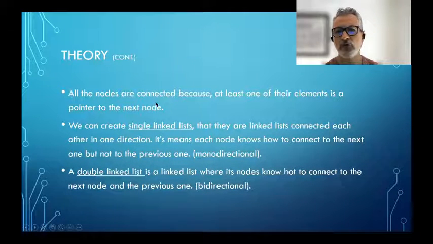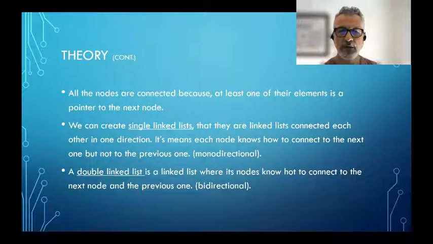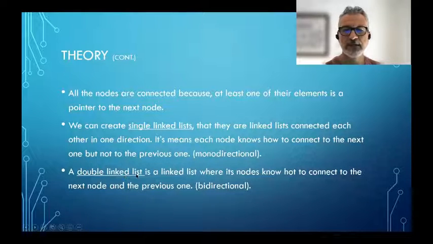Continue. All the nodes are connected because at least one of their elements points to the next node. We can create a single linked list, where the nodes are connected to each other in one direction. It means each node knows how to connect to the next one, but not to the previous one. It goes in one direction. And a double linked list is a node that can connect with the next one and the previous one. It's bidirectional.